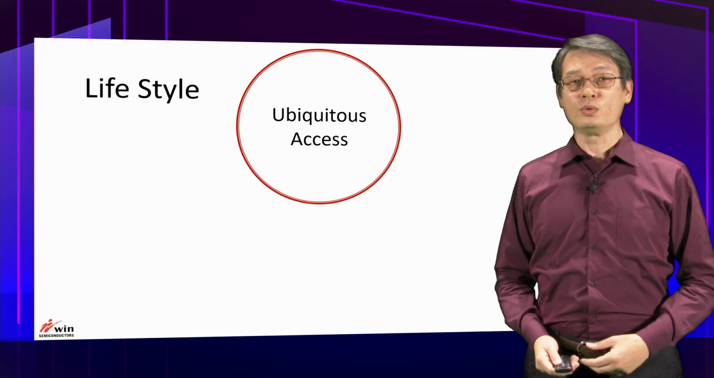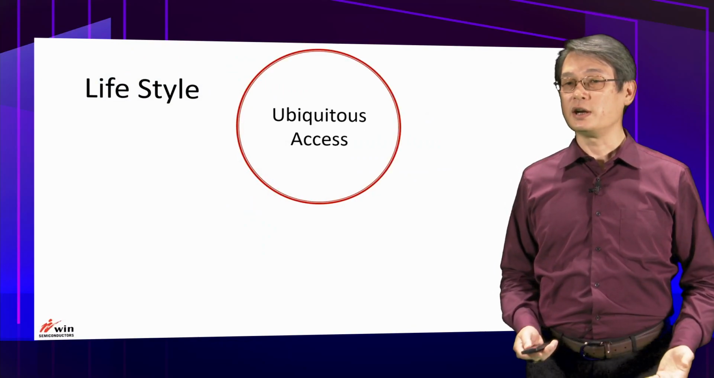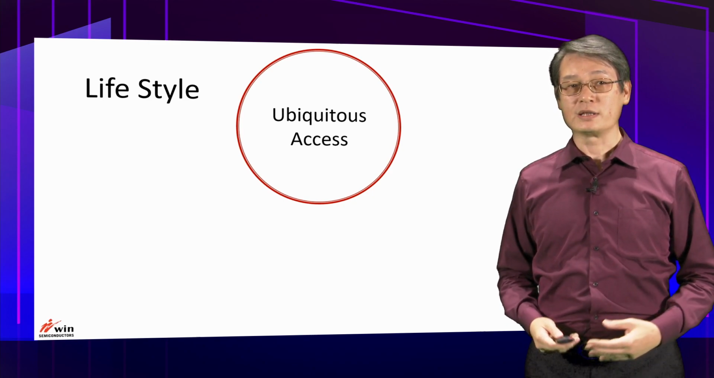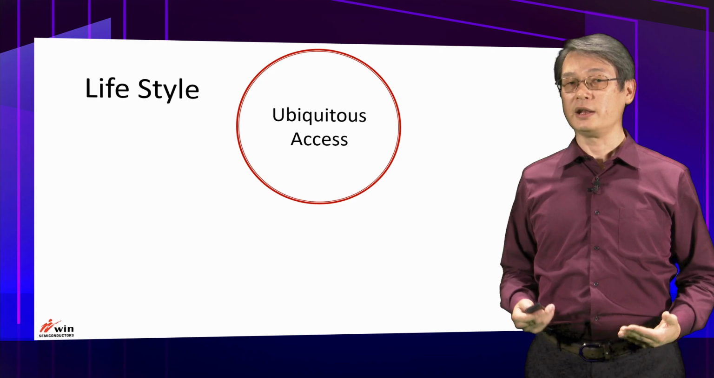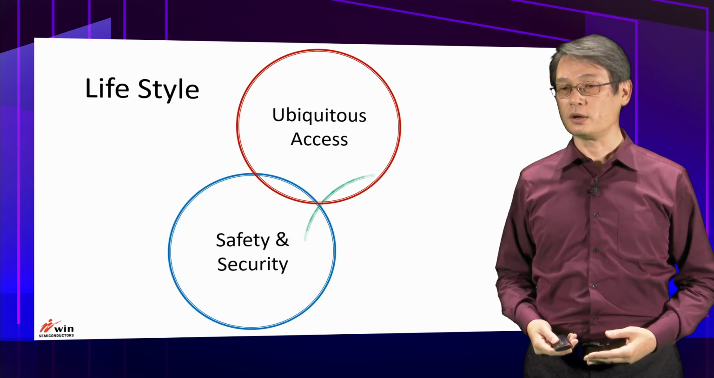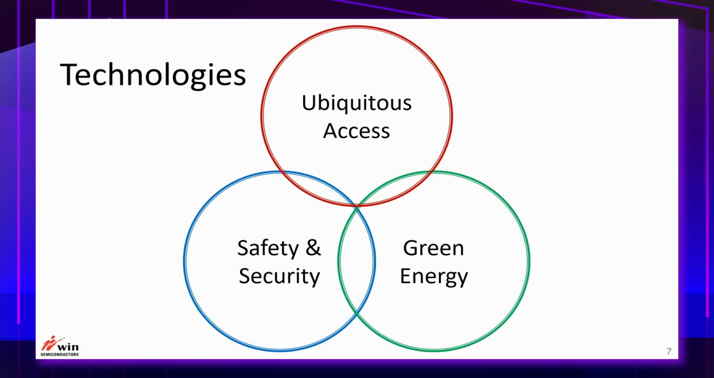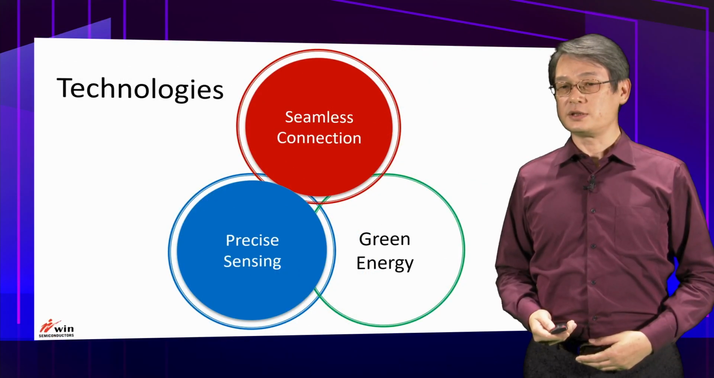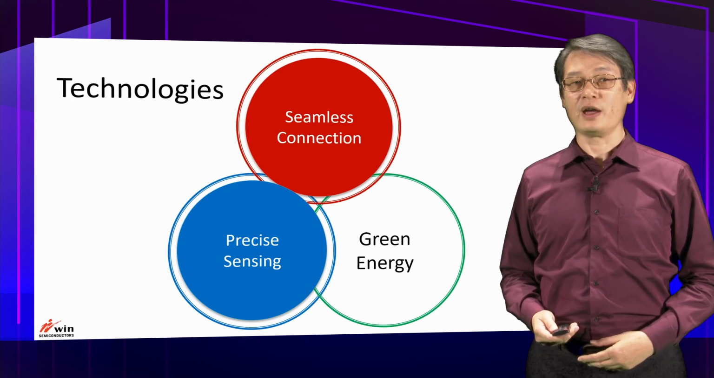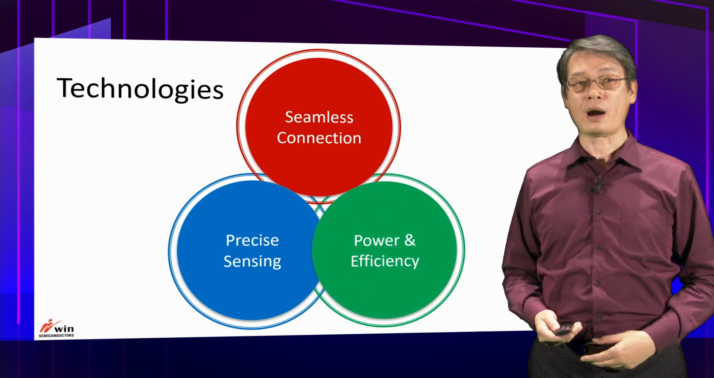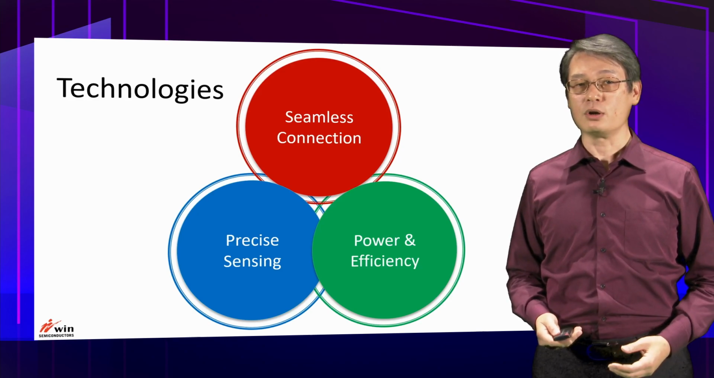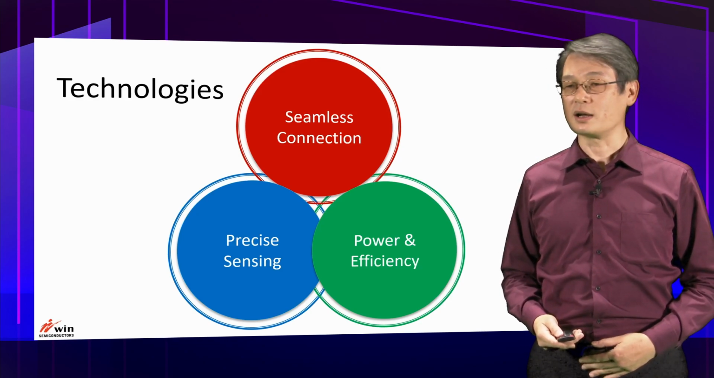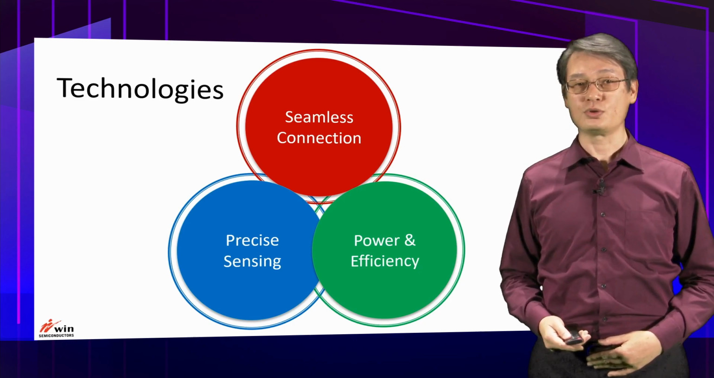Okay, from the video, we see the ubiquitous access of internet has become a lifestyle. We expect to live in a safer and more secure life with environmentally friendly green energies. This lifestyle translates into enabling technologies which must be able to provide seamless connectivity and smart sensing devices to keep our life safe and secured. We also need power-efficient devices to be environmentally friendly. Let's see how compound semiconductors are able to contribute on each aspect.